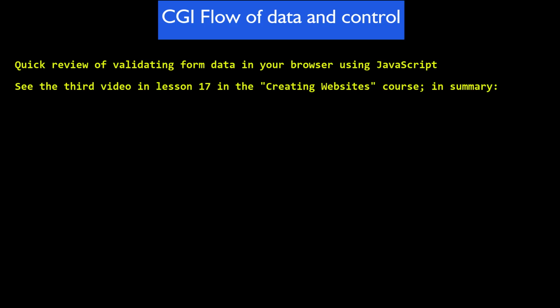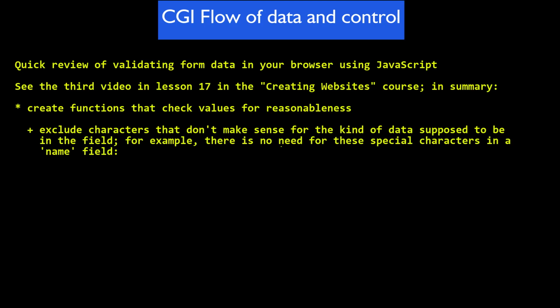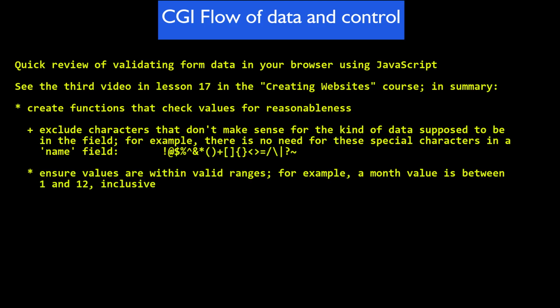In summary, create functions that check values for reasonableness. Exclude characters that don't make sense for the kind of data supposed to be in the field. For example, there's no need for these special characters in a name field. Ensure values are within valid ranges. For example, a month value is between 1 and 12, inclusive.